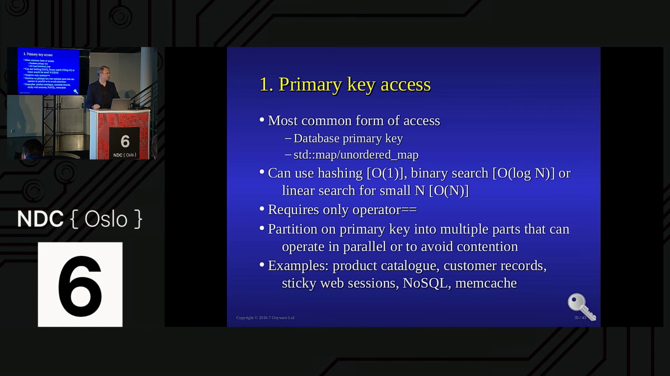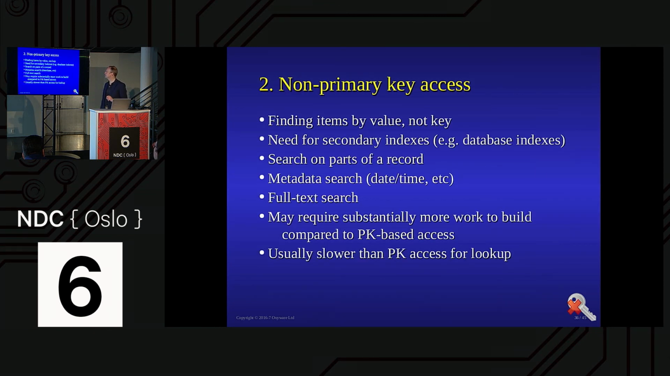Product catalog, you're typically looking at products by individual numbers there. Customer records, I want that customer. Web sessions, you don't want to go and see anybody else's web sessions, you're not iterating across them all. NoSQL key value stores. Memcache, for instance, doesn't even have a way of iterating across keys. You can only look something up, you can't find out all the keys or iterate through them. That's the most common one.